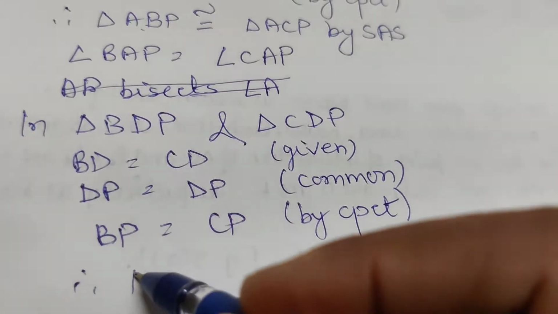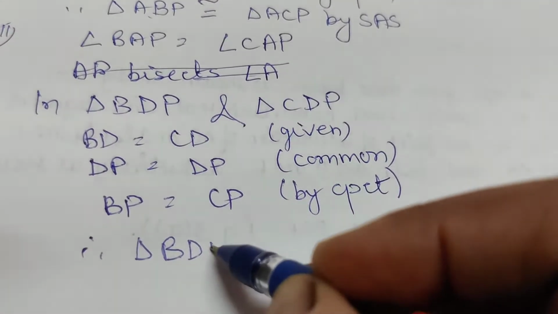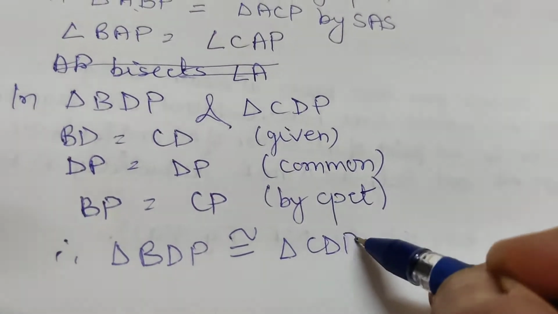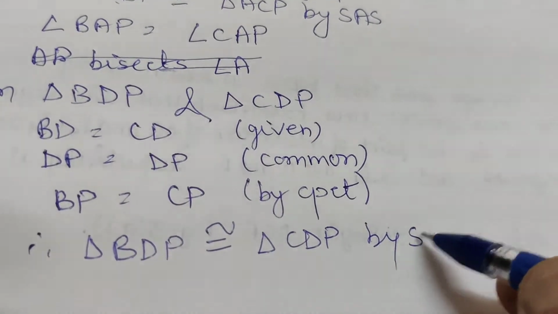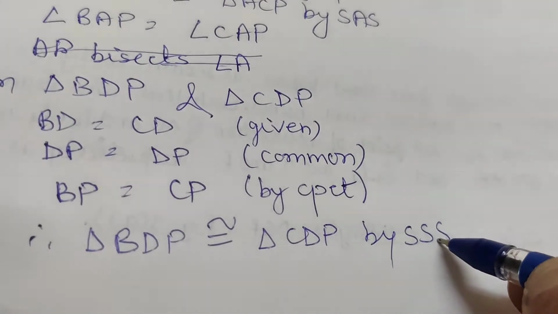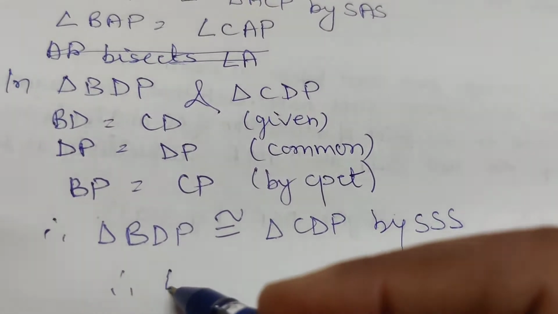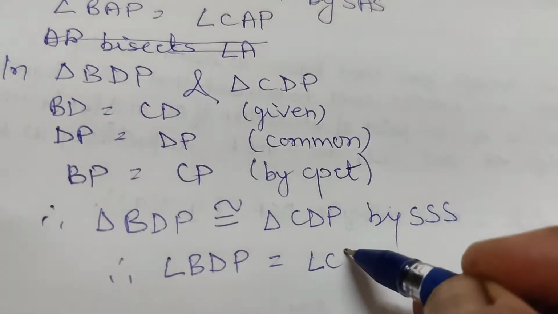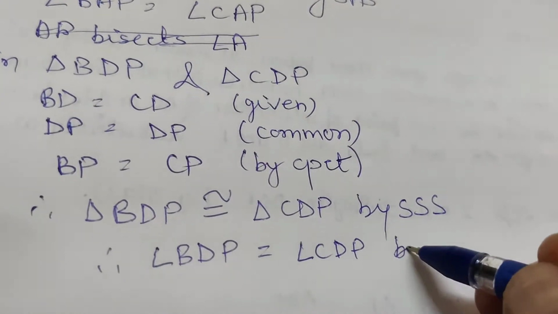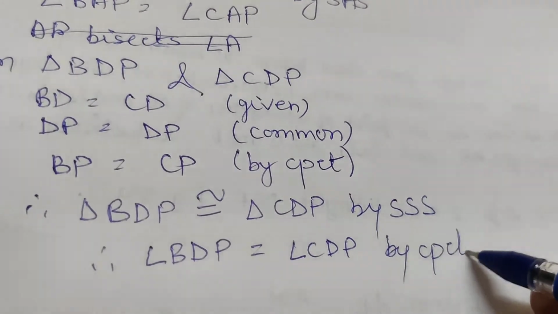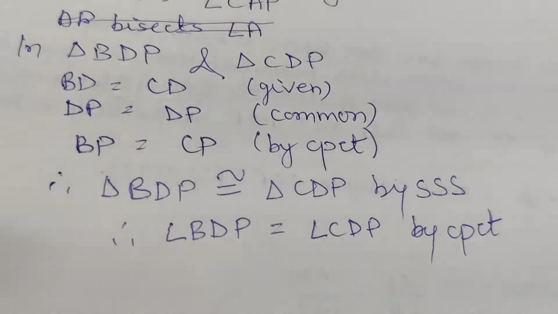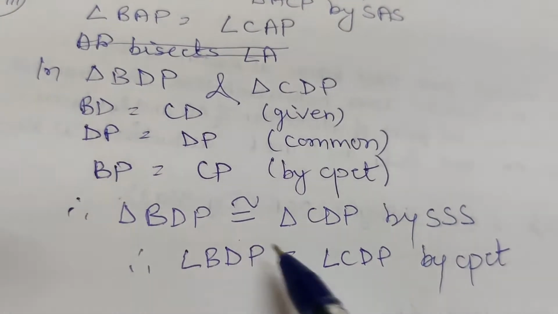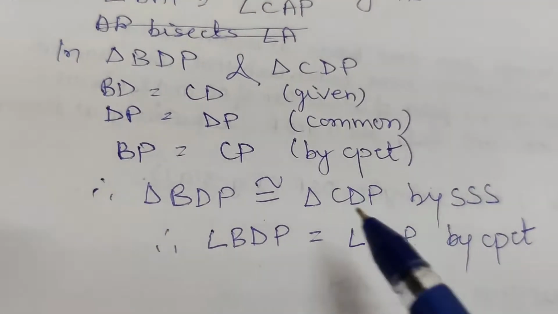Therefore triangle BDP is congruent to triangle CDP by SSS criteria. Therefore angle BDP equal to angle CDP by CPCT. Therefore AP bisects angle A and angle D also.